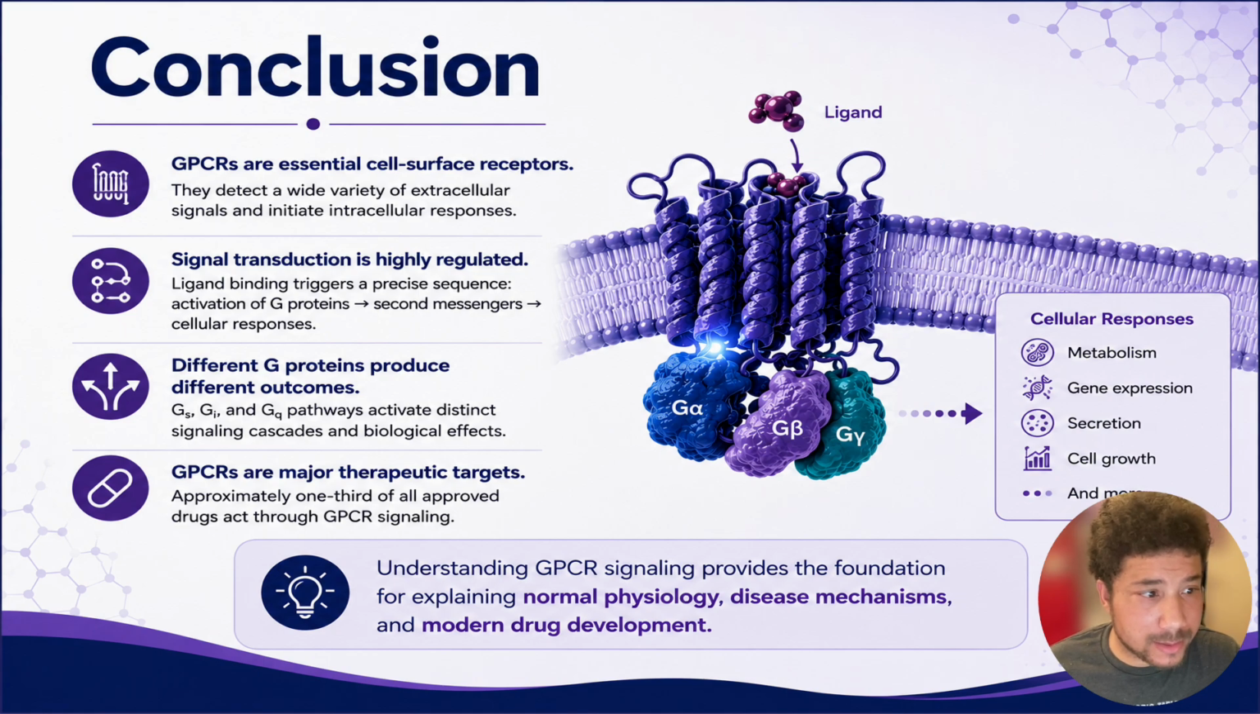Second, the pathway is tightly regulated. GTP hydrolysis, receptor phosphorylation, beta arrestin binding, internalization, second messenger degradation, and protein dephosphorylation all help control the strength and duration of our responses. Regulation is essential because excessive or prolonged signaling can disrupt normal physiology.